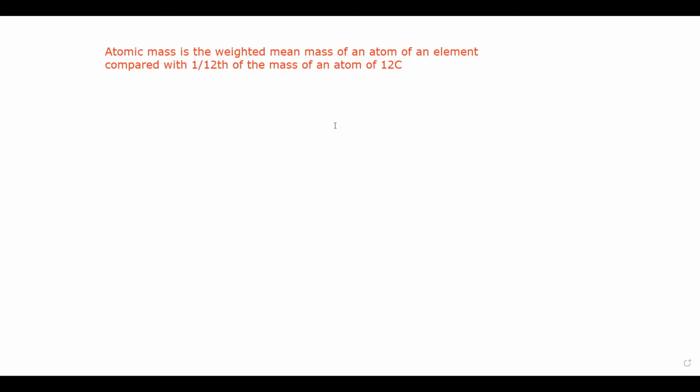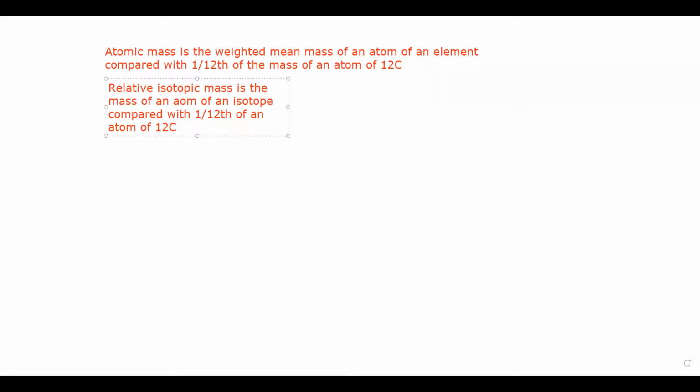So when we're switching to an isotopic mass definition, it's really easy to switch between them, as all we have to do is say that we are talking about an isotope, an atom of an isotope instead of an atom of an element. So our relative isotopic mass then is the mass of an atom of an isotope compared with 1/12 of an atom of carbon-12.